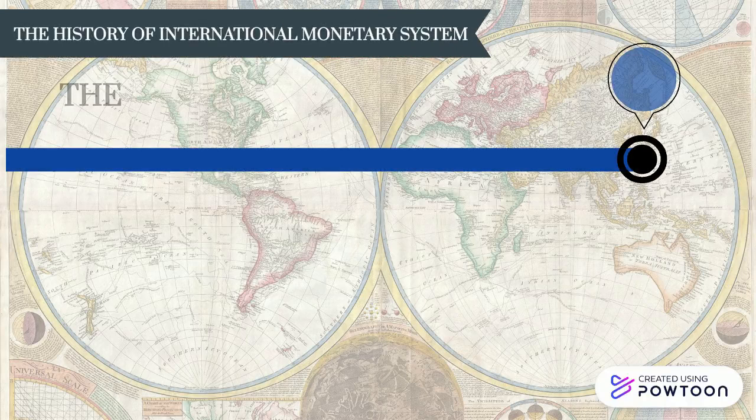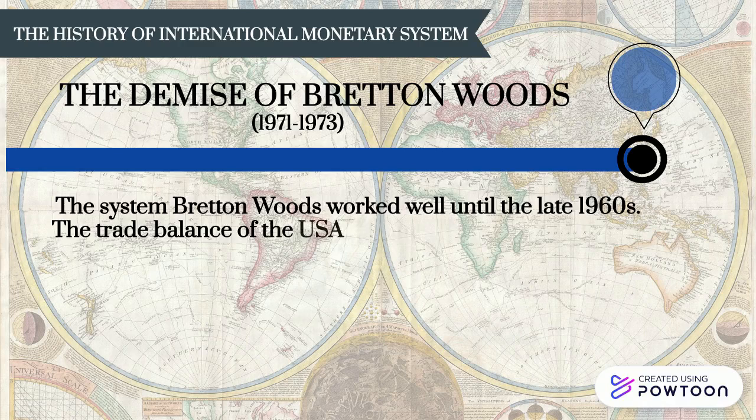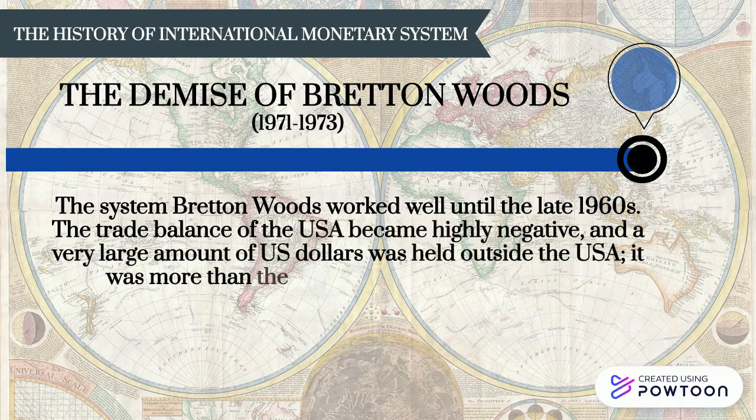The Demise of Bretton Woods, 1971 to 1973. The system in Bretton Woods worked well until the late 1960s. The trade balance of the USA became highly negative, and a very large amount of US dollars was held outside the USA. It was more than the total gold holdings of the USA.